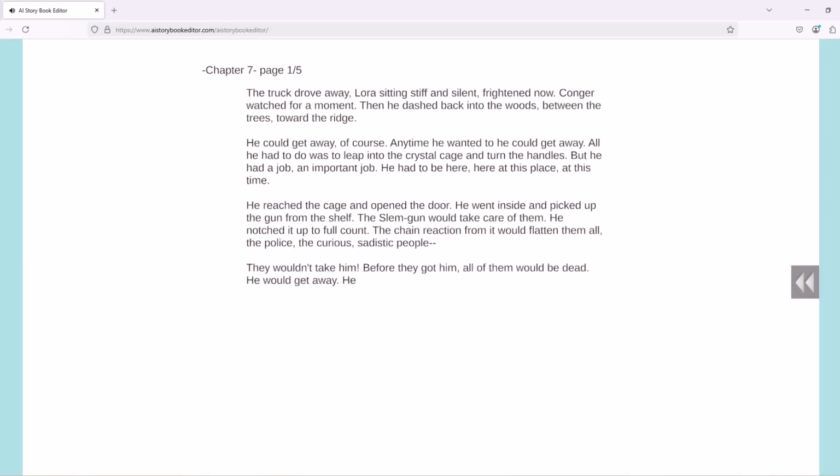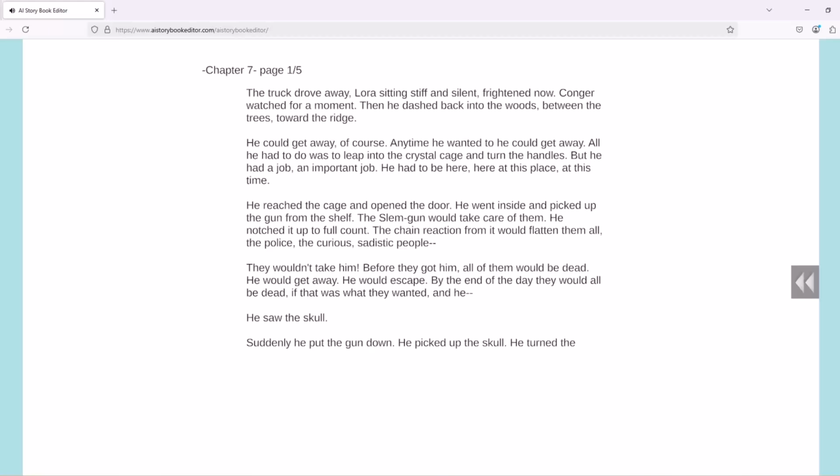He would get away. He would escape. By the end of the day, they would all be dead, if that was what they wanted. And he saw the skull. Suddenly he put the gun down. He picked up the skull. He turned the skull over. He looked at the teeth.